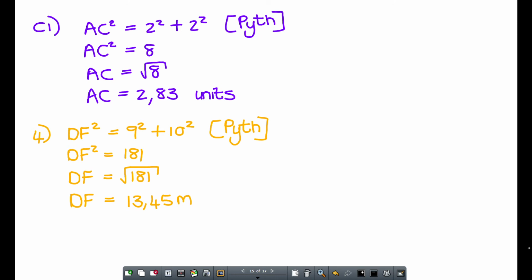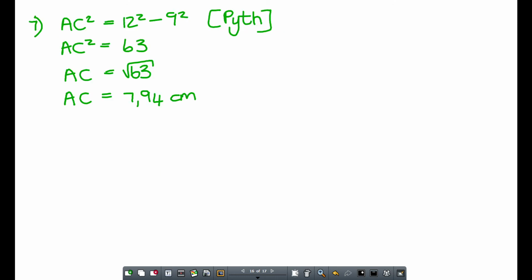Done. Right, there's the last one, number 7. Because we had the hypotenuse, I said AC squared is equal to 12 squared minus that short side of 9 squared. Now, the 12 squared minus 9 squared gave me 63, and the square root of 63 will then be 7,94 if we round it off to second decimal.